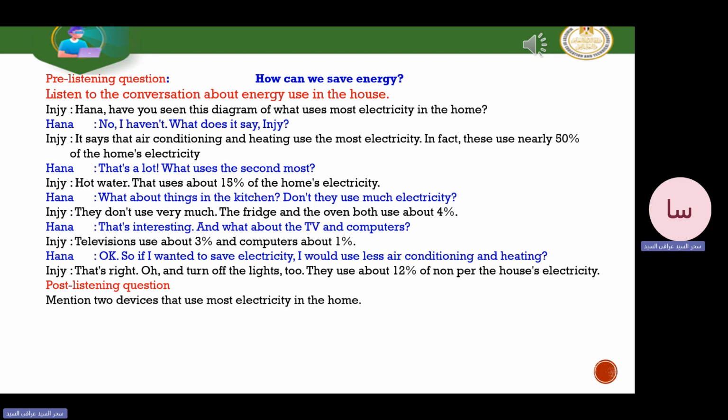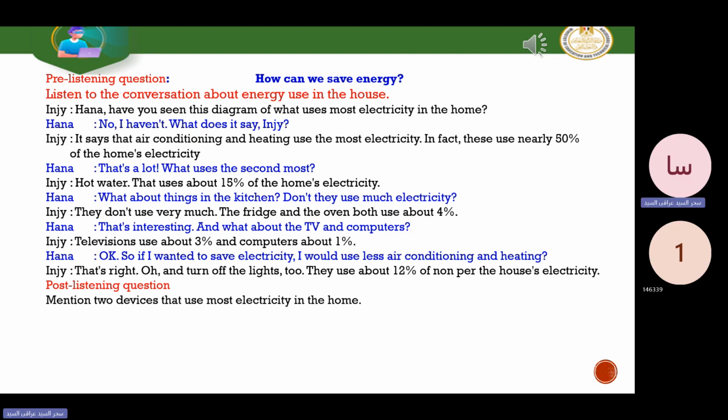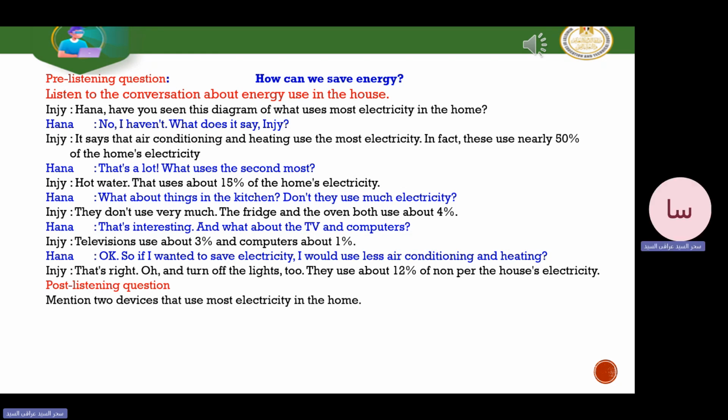After listening, mention two devices that use the most electricity in our homes. And what about the least ones? In our dialogue, they mentioned two devices which use the most electricity in our homes, and they talked about two other devices which use the least electricity in our home. What are they? Okay, let's check.